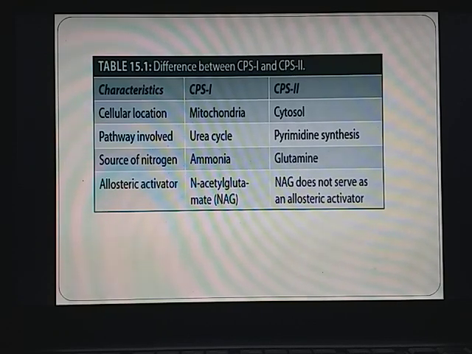Carbamyl phosphate synthase 1 is a mitochondrial enzyme. Carbamyl phosphate synthase 2 is a cytosolic enzyme. Carbamyl phosphate synthase 1 is involved in the urea cycle. Carbamyl phosphate synthase 2 is involved in pyrimidine synthesis. The source of nitrogen in carbamyl phosphate synthase 1 is ammonia, and in carbamyl phosphate synthase 2 is glutamine. Carbamyl phosphate synthase 1 requires N-acetyl glutamate as an allosteric activator, but carbamyl phosphate synthase 2 doesn't.